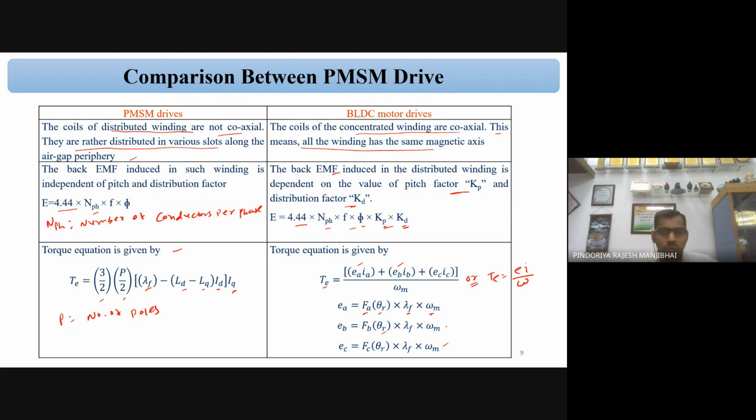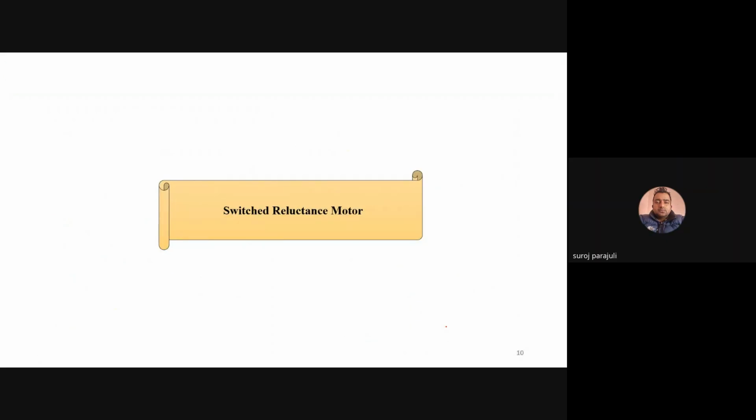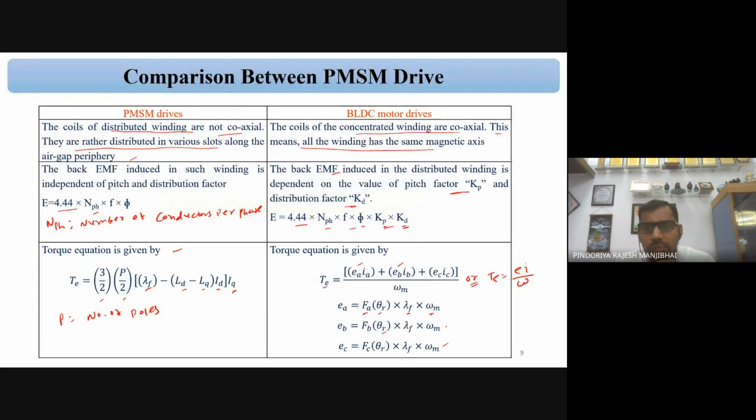Okay. If no confusion, then we move ahead with the last motor, the switch reluctance motor. Yes, you can consider the MMF because there is a function of theta r, the rotor angle. MMF is nothing but N into I, where N is the number of conductors and I is the current. So you can consider it because there is a theta r.